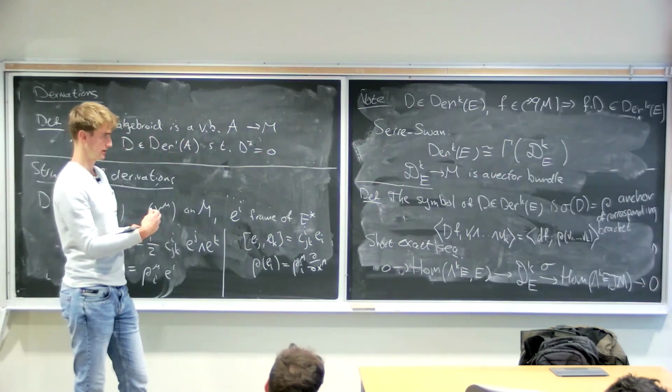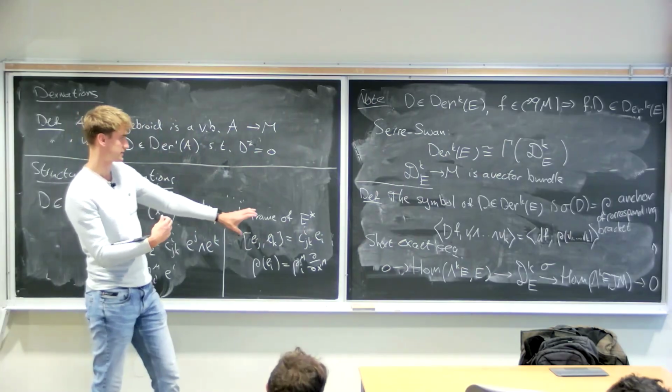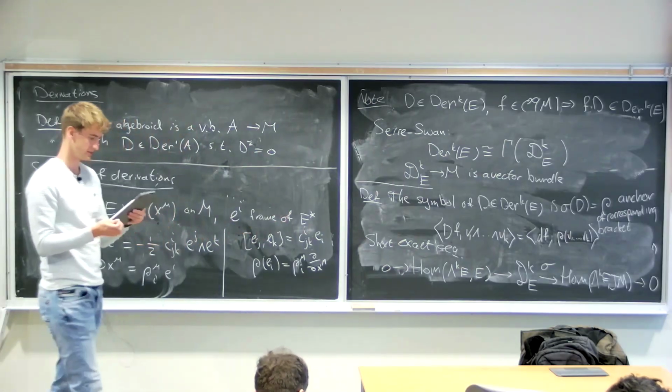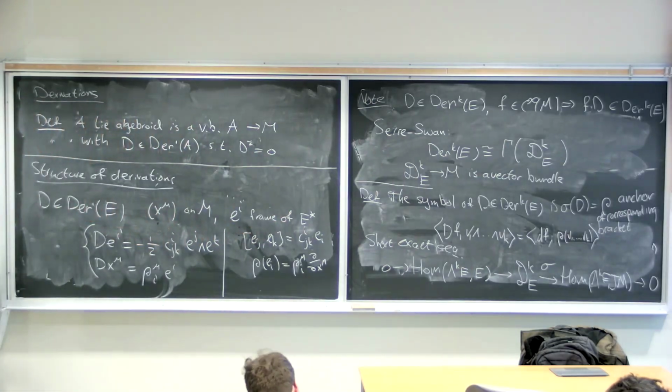So this could be seen as a vector bundle structure of ordinary derivations. Any questions so far? This is the amount we need to know from derivations in order to continue.